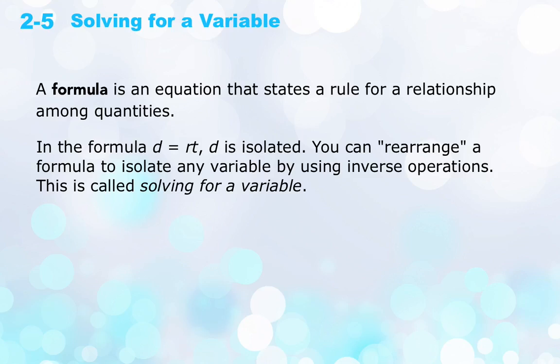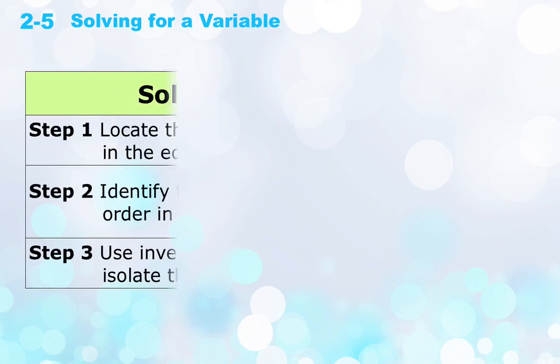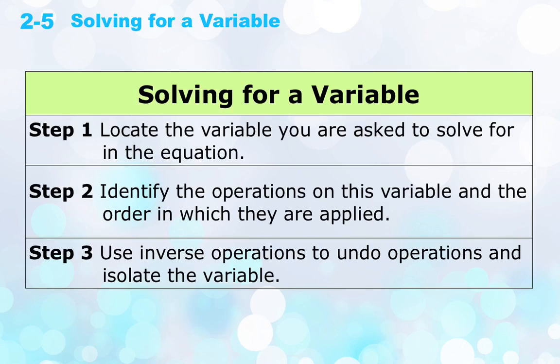But if you wanted to find, say for instance, the time, you would have to take the distance divided by the rate, and we'll be doing that here in just a second. So here's some step-by-step help. Locate the variable you're asked to solve for. Identify what you have to do to get rid of everything else and leave that variable all by itself. And then we're going to use those inverse operations to solve and get that variable isolated.